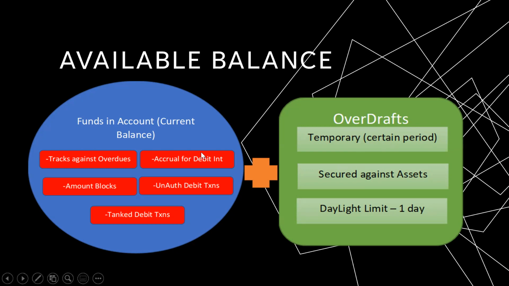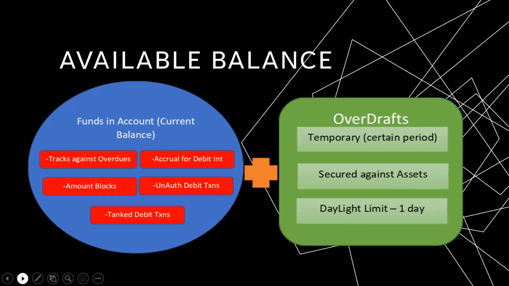To summarize, from the current balance, these five components are deducted, and the available balance is arrived at. After doing all these things, there are some components which increase the available balance above my current balance, like overdraft facility: temporary overdraft, secured overdraft, and daylight limit. These components will increase the available balance beyond the current balance for some current accounts, for some business accounts.